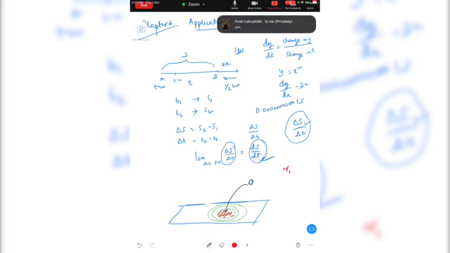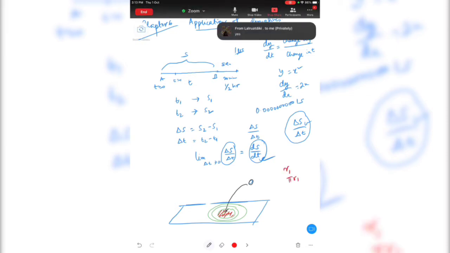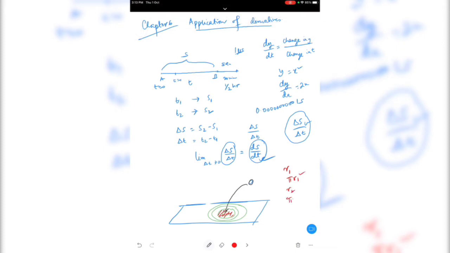If the radius is r1, the area of the circle is what? Pi r1 square. If the radius is r2, then the area of the circle is pi r2 square. So in this way, you will get a rate of change of area with respect to radius. So that is what? dA/dr. Basically, I have this one as A1, I have this one as A2. So dA/dr signifies what? It is basically A2 minus A1, that is the change in area, divided by r2 minus r1, that is the change in radius.